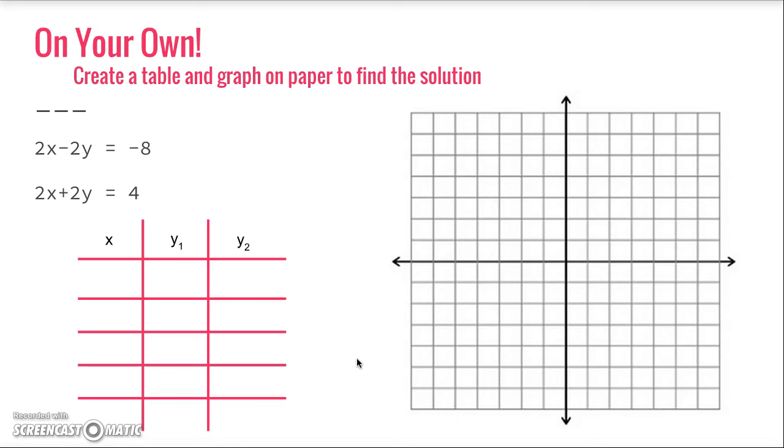So, take the time, pause the video again. I want you to try this one on your own. You have 2x minus 2y equals -8, and 2x plus 2y equals 4. Again, take the time to do it on your own.